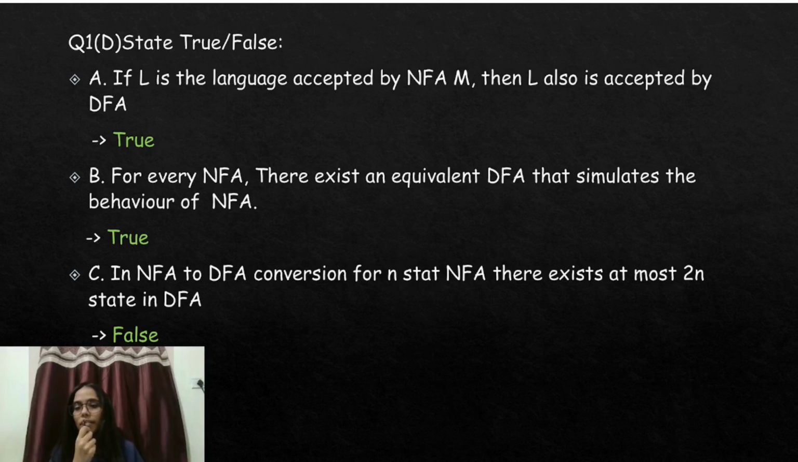The second part is, for every NFA, there exists an equivalent DFA that simulates the behavior of NFA. It is also true because for every NFA, there is an equivalent DFA that we can construct so that we can simulate the behavior of NFA. The C part is, in NFA to DFA conversion for N state NFA there exists at most two N states in DFA. This is not the correct statement because there exist 2 to the power N states in DFA if there are N states in NFA. Okay, so the first question is over now. Let us proceed to question number 2.